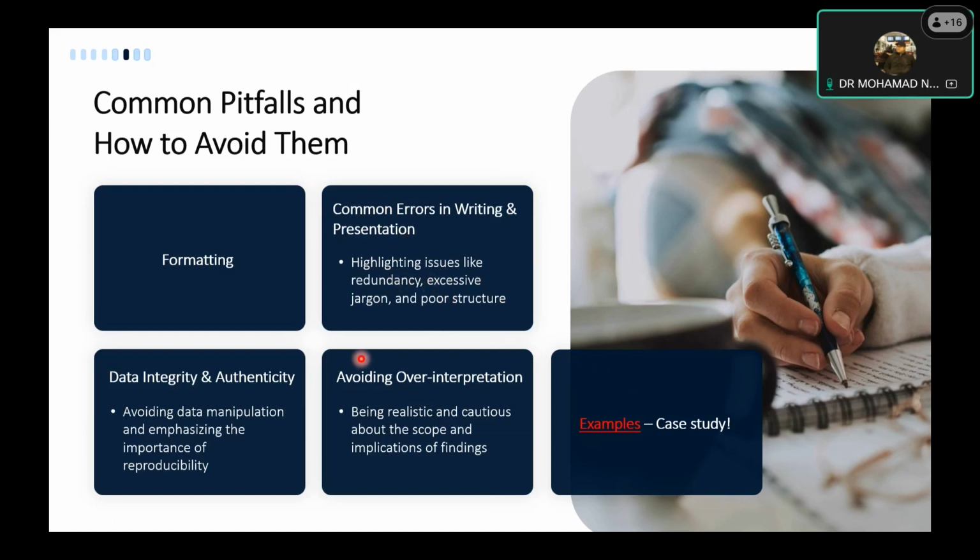Okay. The next one is data integrity and authenticity. Avoid data manipulation. This is not really good. Emphasize the importance of reproducibility. So for example, if you synthesize your compound and you get only 30%, please report 30%. Don't report 60%. Don't use any exaggeration words.